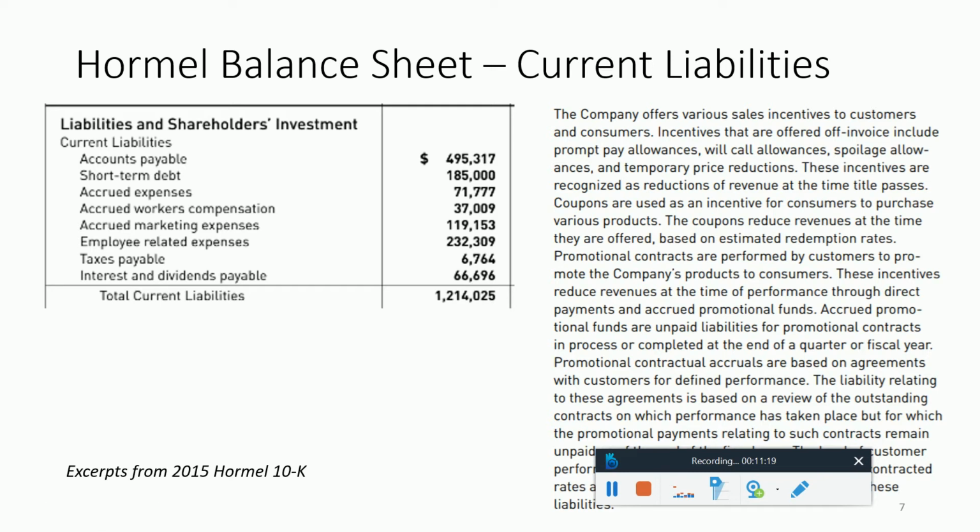So here's a quick example of Hormel's current liabilities. What you'll notice is that by far and away their largest liability is accounts payable. You might ask yourself, well, does this make sense? Let's first think about the business that Hormel is in. Hormel is primarily a manufacturing company as well as a merchandising company.